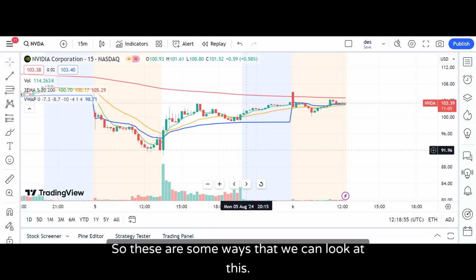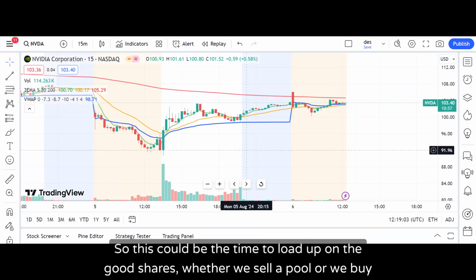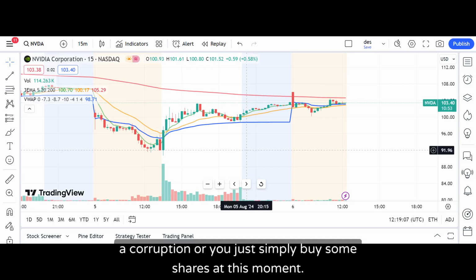Okay, so these are some ways that we can look at this. It doesn't mean that because it's going down, it must be bad. This could be the time to load up on the good shares, whether we sell a put, buy a call option, or simply buy some shares at this moment.